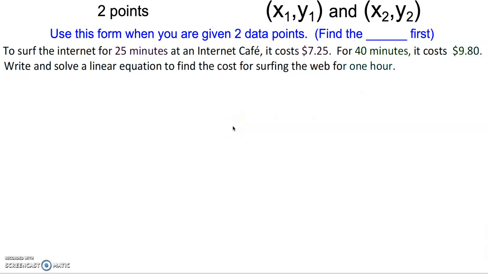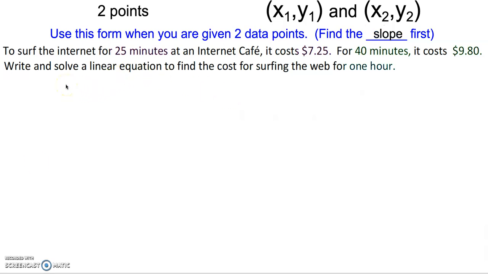The last type of situation is when you're given 2 data points. So in the situation, we're talking about 2 quantities, but we're given 2 sets of data. Now, this is just like given 2 sets of points to find the equation. We're going to need to find the slope first.